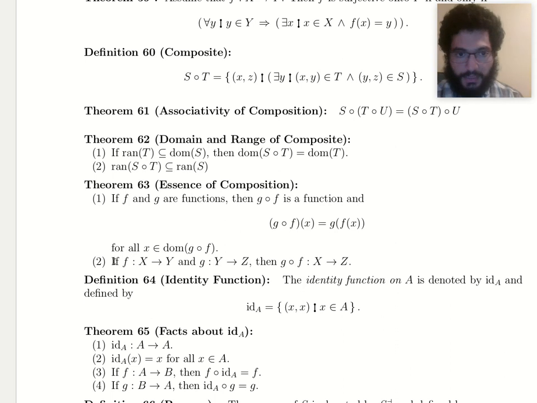Now, here's a situation. What this is showing you, Theorem 63 Part 2, is a situation where the domain does not shrink. It's showing you, look, the domain of f was x. After composing it, after saying after f do g, the domain is still x. So the domain does not shrink.